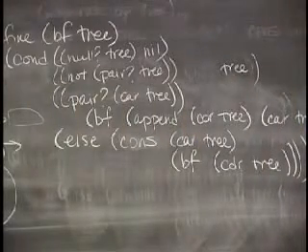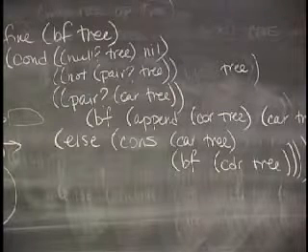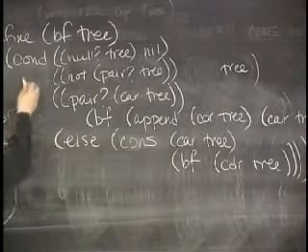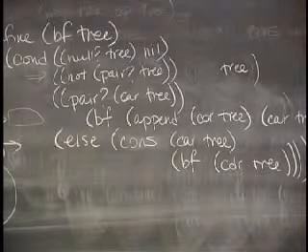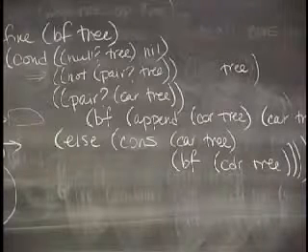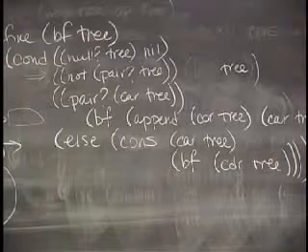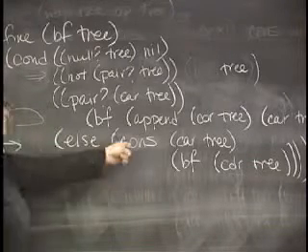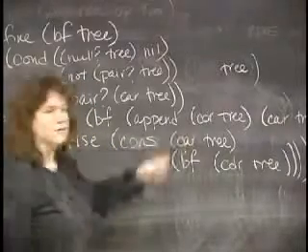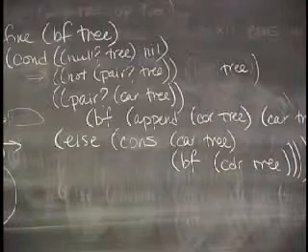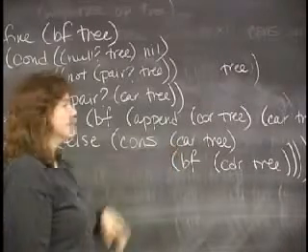Am I going to hit that not-pair case very often at the top? Depends on what the tree looks like. But for the most part, right here is where we're taking care of those single elements. We're actually not recursing on the car of the tree. We're just consing it on here.